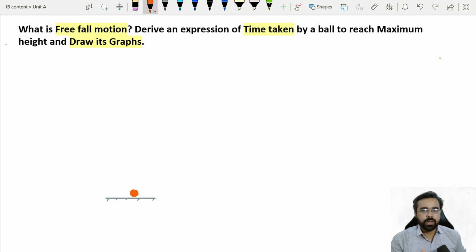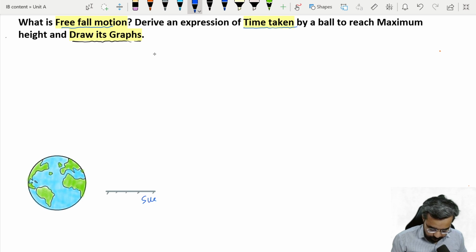In this video, I will explain three things. First of all, what is a free fall motion? The second point is how to find the time taken by a ball to reach the maximum height. And the third, last but not least, we will draw all of the graphs corresponding to this motion. So let's start from the free fall motion.